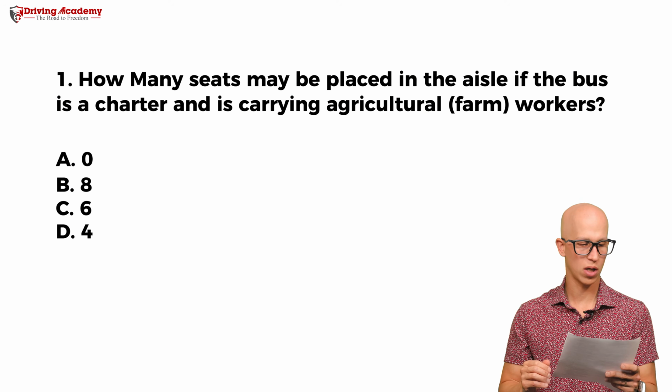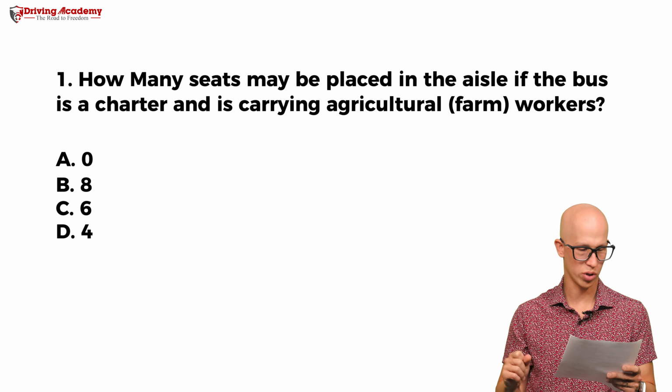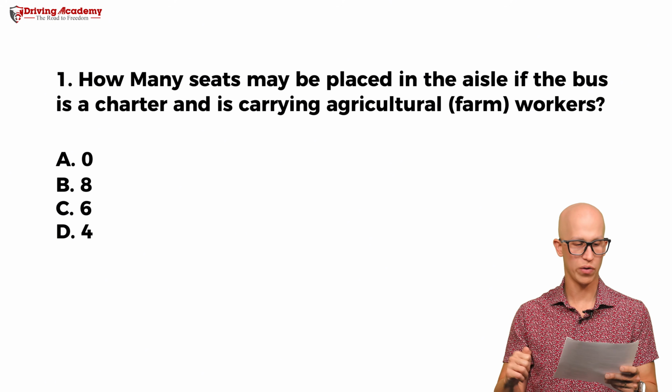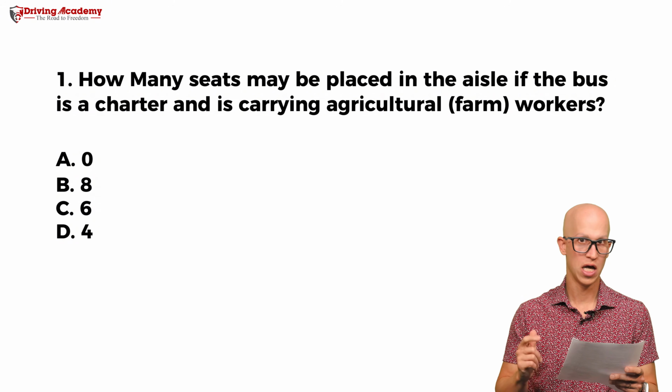Alright, so this question is going to ask this. How many seats can be placed in the aisle if the bus is a charter and is carrying agricultural farm workers? A is going to be 0, B is going to be 8, C will be 6, and D will be 4. The correct answer here is going to be 8.